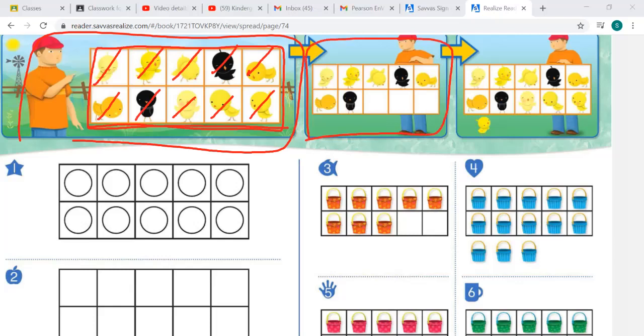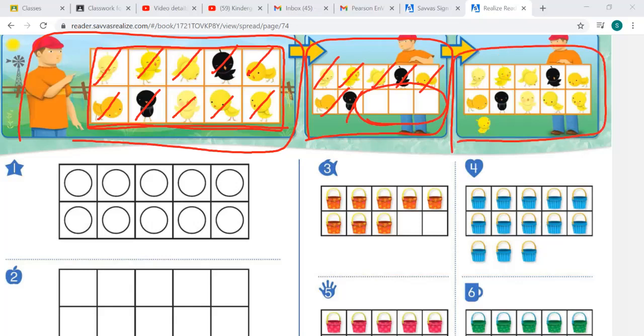All right, let's go here to our next box. Let's count the chickens together. Now let's point and count. 1, 2, 3, 4, 5, 6, 7. Is 7 greater or less than 10? Less. How did you know? There are 3 empty spaces in the 10 frame. We did not fill it up, so it is less than 10.